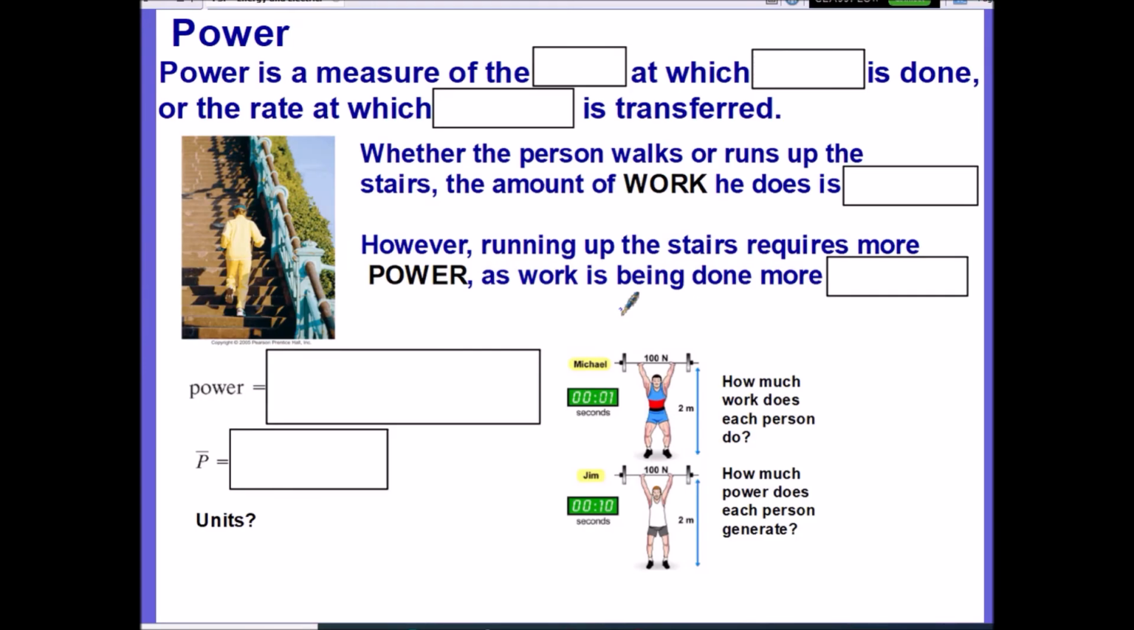Okay, let's go ahead and take a look at this concept called power. In case you missed class or if you just need to refresh your memory on this concept, this video is for you.